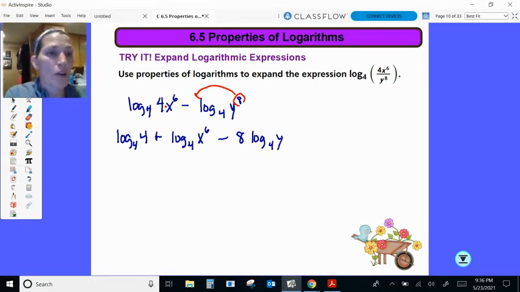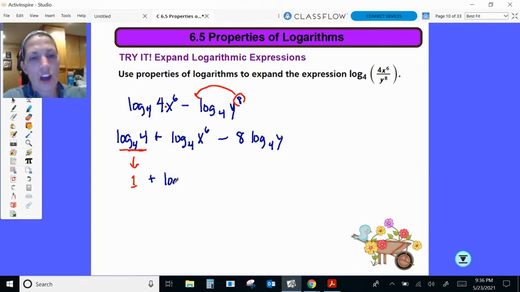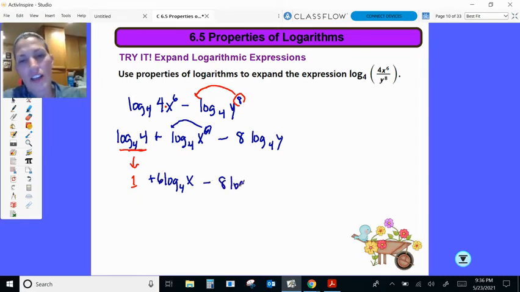If you remember our properties, log base 4 of the same argument becomes just 1, right? So 1 plus log base 4 of x to the 6th, where the 6 should go out in front. So the 6 log base 4 of x minus 8 log base 4 of y. Okay, and we're done. So that's expanding our expressions.